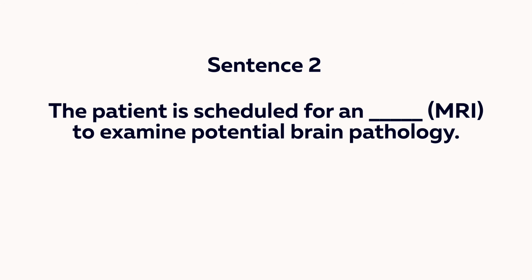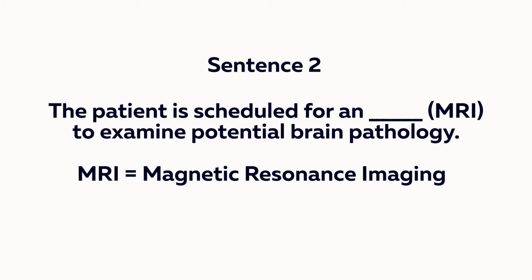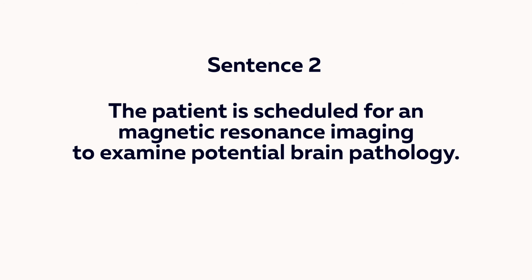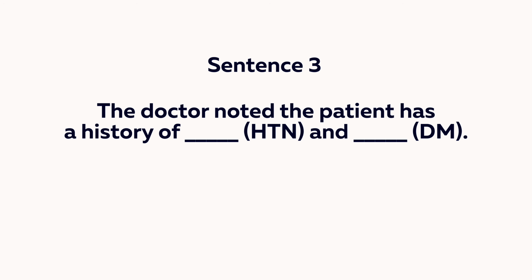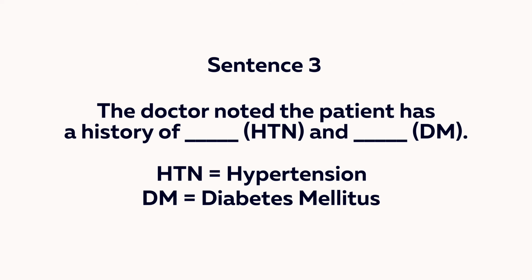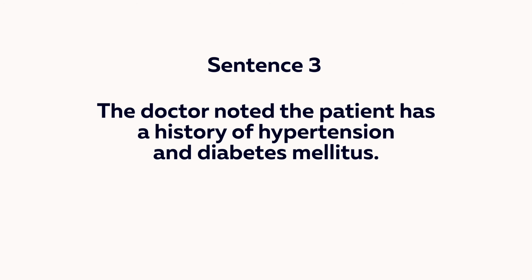Sentence 2. The patient is scheduled for an MRI to examine potential brain pathology. Magnetic resonance imaging. The patient is scheduled for a magnetic resonance imaging to examine potential brain pathology. Sentence 3. The doctor noted the patient has a history of HTN and DM. Hypertension and diabetes mellitus. The doctor noted the patient has a history of hypertension and diabetes mellitus.